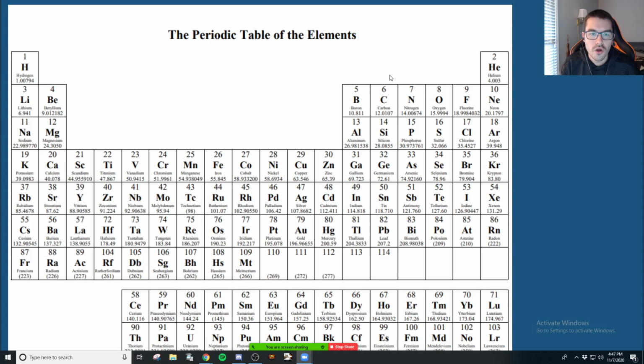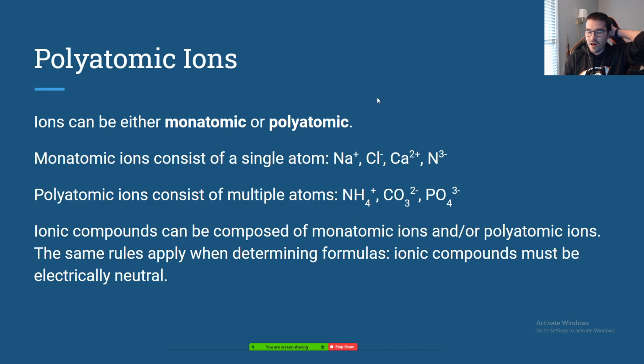We're also going to be looking at polyatomic ions, okay? And that's actually where we're going to start. Polyatomic ions are different from monatomic ions, okay? And the prefix there, mono versus poly, tells you what the difference is. Monatomic ions consist of a single atom, okay? So this could be a sodium ion, a chloride ion, calcium, or nitride. This is just a single atom that has a net positive or negative charge, right?